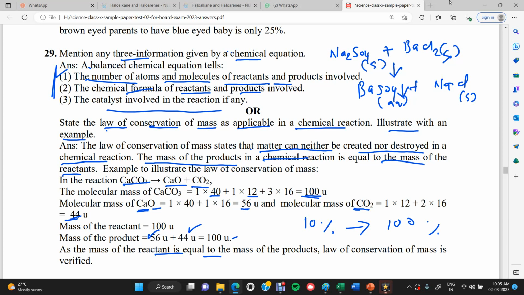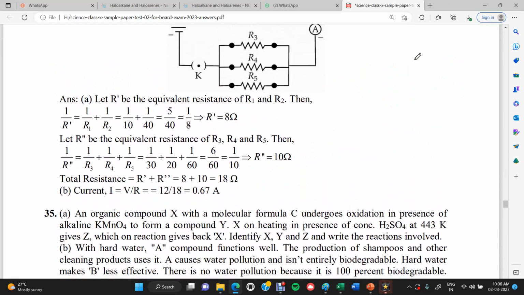What we are giving must be equal to the product, in any form of energy. So we are giving 100 units, 100 atomic mass inside, and there must be 100 atomic mass in the product. So that's the law of conservation of mass.